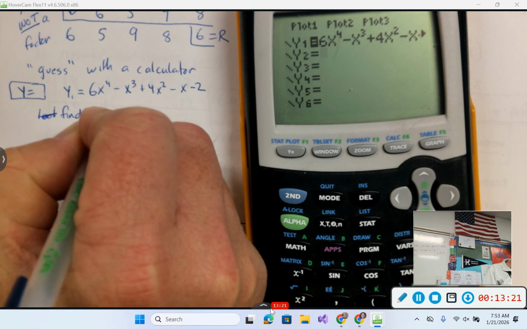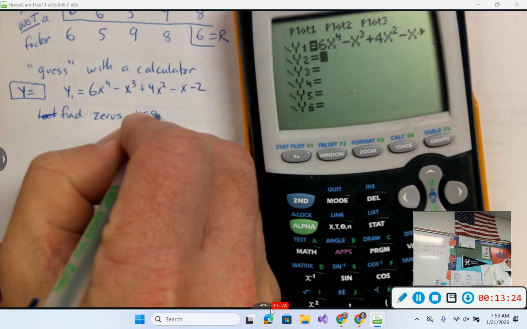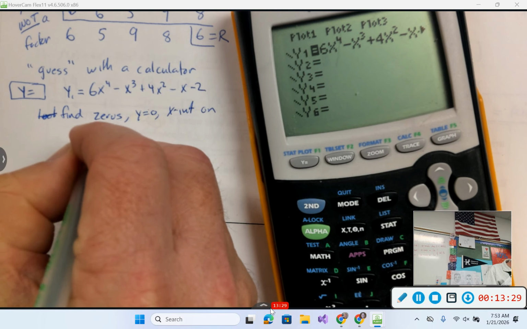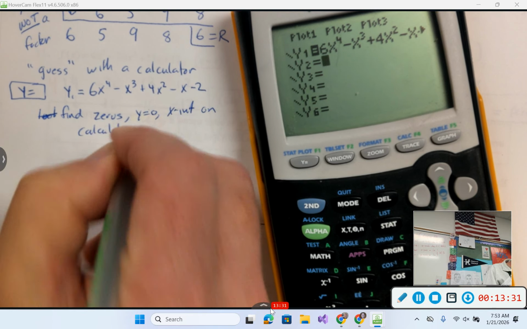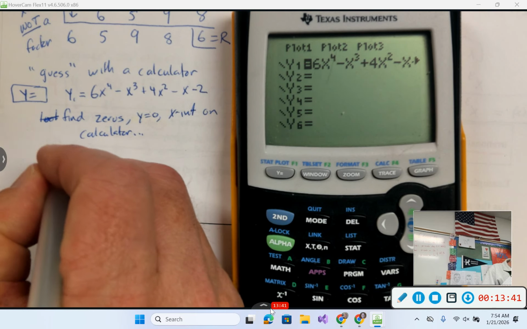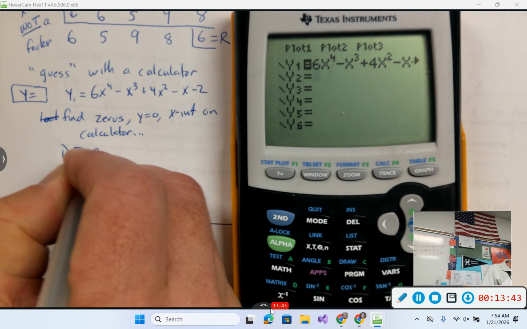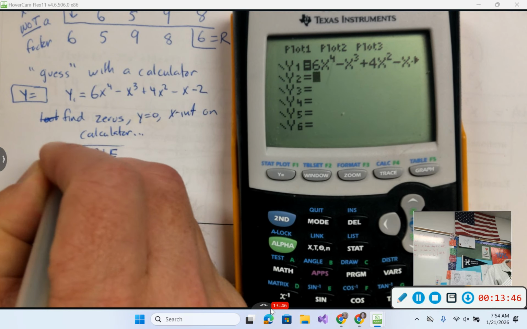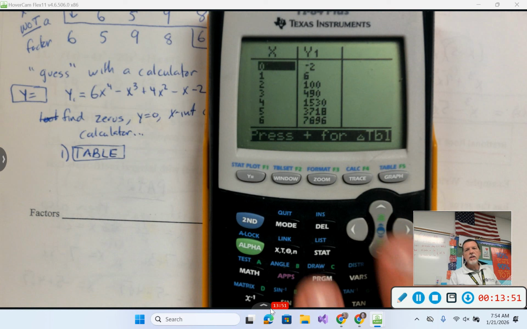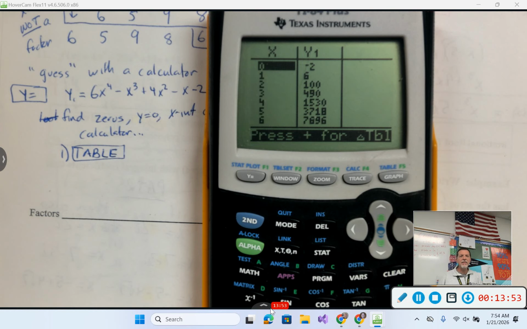Find zeros. That means y equals 0. That means x-intercepts on the calculator. There's 2 options. Do we press enter? Press enter. The table is a good place to start. So what would you be looking for when you hit table? So second table. What am I hoping to find? I'm hoping to find y equals 0.